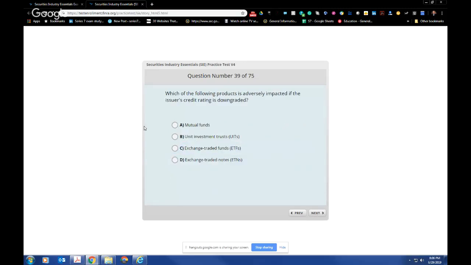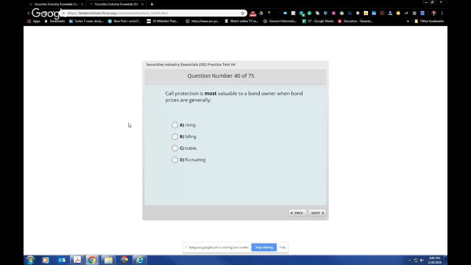Which of the following products is adversely impacted if the issuer's credit rating is downgraded? Okay, so credit rating is always debt. If you hear credit rating, it's always debt, debt, debt. Okay, so mutual funds is not debt. Move on. UIT is not debt. It's a packaged product. Move on. ETFs, those are equities. It's like a little mutual fund, not affected. Ooh, exchange traded notes. I hear the word note. Note means bond. Bond means it's credit debt. That means it has a credit rating. So ETNs, even though your return is based on the market, market is your risk, but credit is your biggest one.